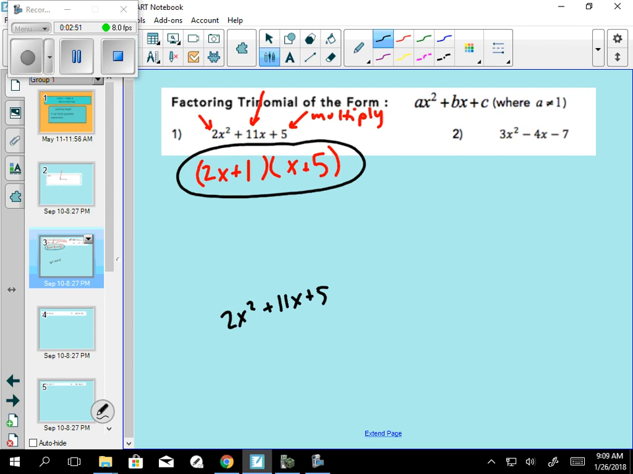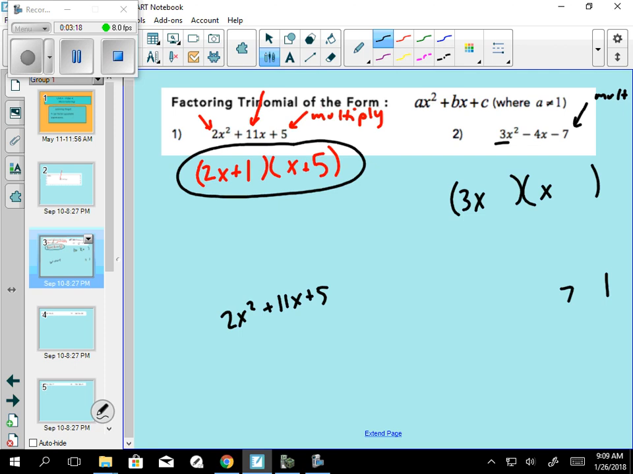All right, let's try another one. The next one, we have 3x squared minus 4x minus 7. Factoring this out, we know that, again, it can't just be x and x. One of these needs to have a 3 on it, because we have 3x squared here. Again, we know the two last terms need to multiply to negative 7 here. So what can multiply to negative 7? Probably 7 and 1, with one of them being negative.